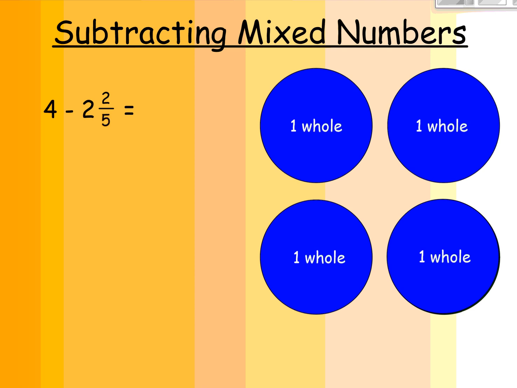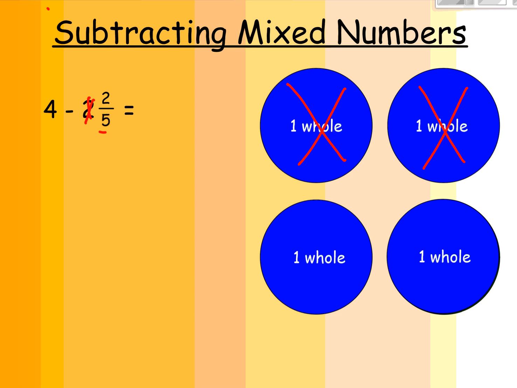Let's take a look at a couple of special situations when subtracting mixed numbers. So for this example, 4 minus 2 and 2/5. Well, you can see I have my 4 wholes. Now I could easily take away 2, but now how do I take away 2/5?